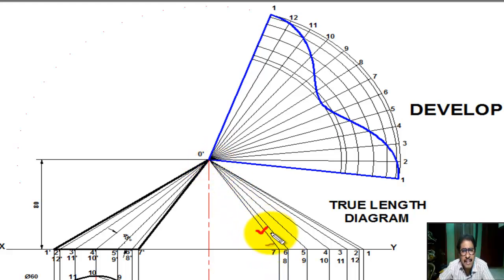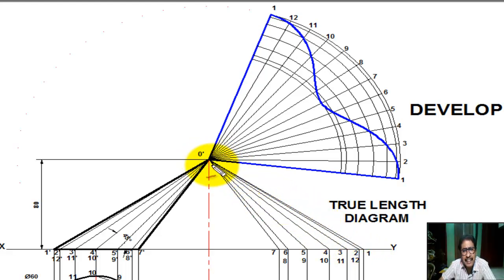Now all these are true lengths of the generator. O dash 7 is a true length, O dash 6 and 8 are true lengths, O dash 5 and 9 generators are true lengths. All are true lengths.